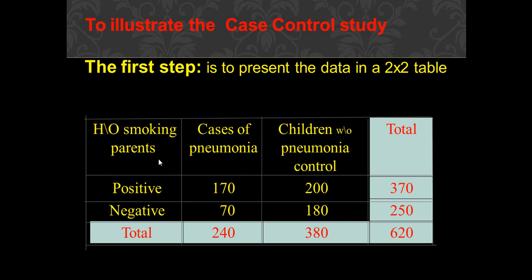We will discuss here the possibility of parental smoking and its effect on the occurrence of pneumonia in patients and its effect on the control. So parent smoking was positive in about 170 cases and positive also in the control in 200 cases, and it was negative in 70 cases and in control it was negative in 180. The total number of cases here is 240 and the control number 380.